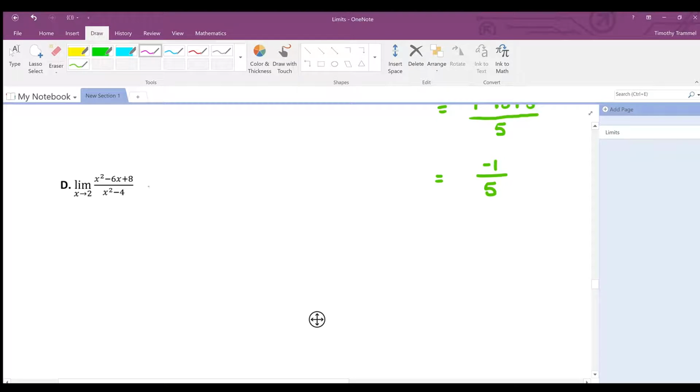On to part D. Let's start trying to use direct substitution. And this is not the same example as part C. We're going as x approaches 2 this time, so just a little bit different.